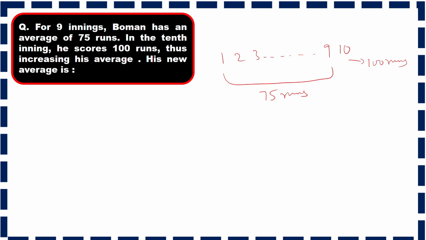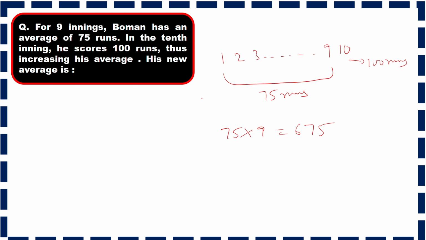See, if the average in 9 innings is 75 runs, and suddenly in the 10th innings he scores more than 75, then the average will also increase, right? So we have to find the new average. What is the total score for 9 innings? Average into number of innings, 75 into 9, which is equal to 675.